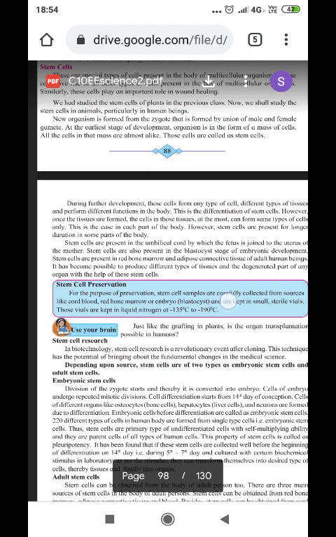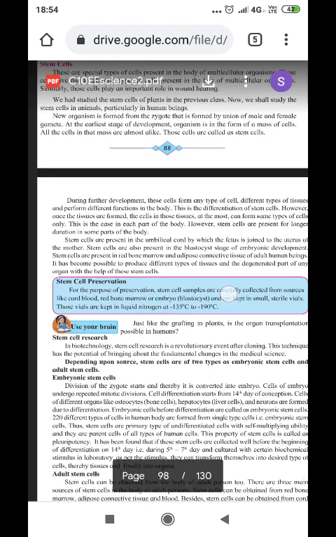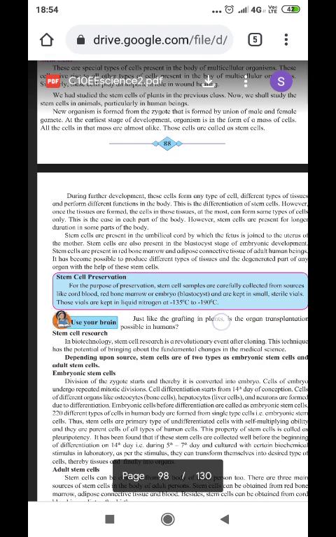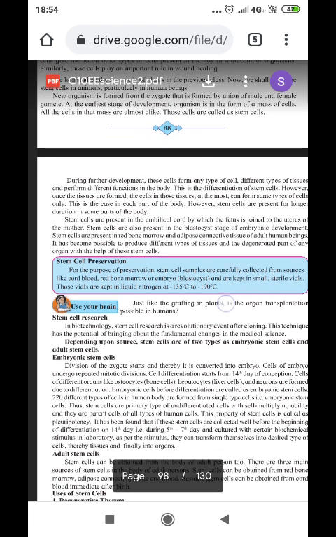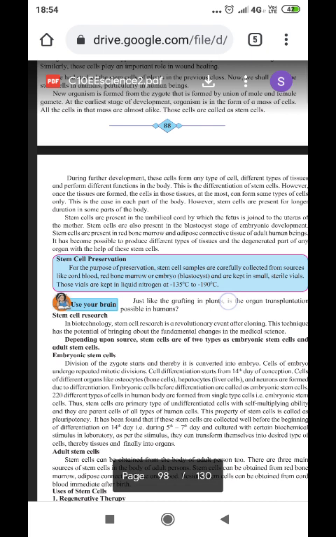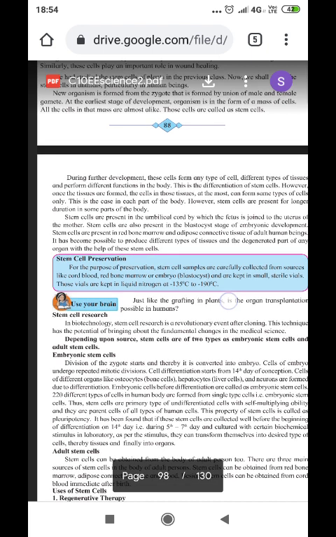We had studied the stem cells of plants in the previous class. Now we shall study the stem cells in animals, particularly in human beings. A new organism is formed from the zygote, which is formed by the union of the male and the female gamete. Zygote is a union of two cells, that is diploid, and gamete is a single cell, or we call it haploid. Male gamete we call sperm, and female gamete we call ova. The fusion of ova and sperm leads to the formation of zygote.